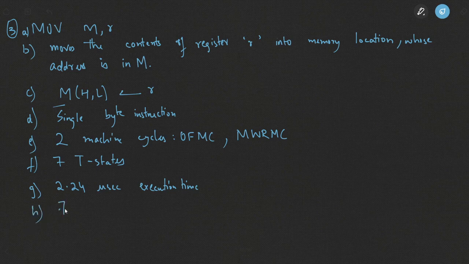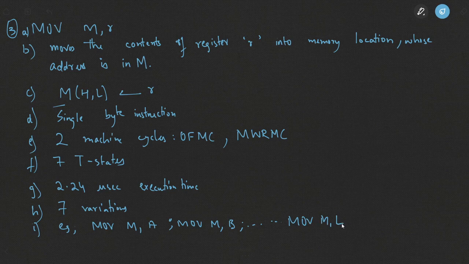How many variations does this have? It has 7 variations. And what are those variations? Examples of those variations: you have move M, comma A; move M, comma B; move M, comma C; up to move M, comma L.